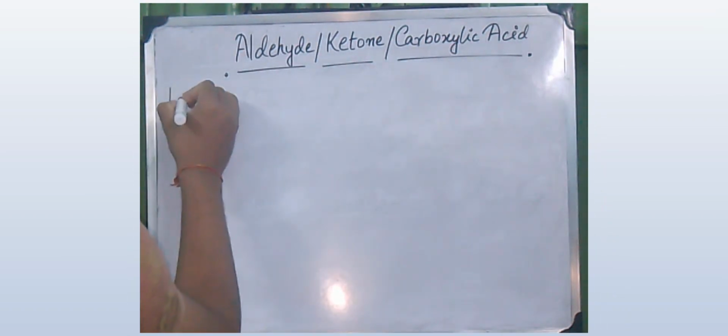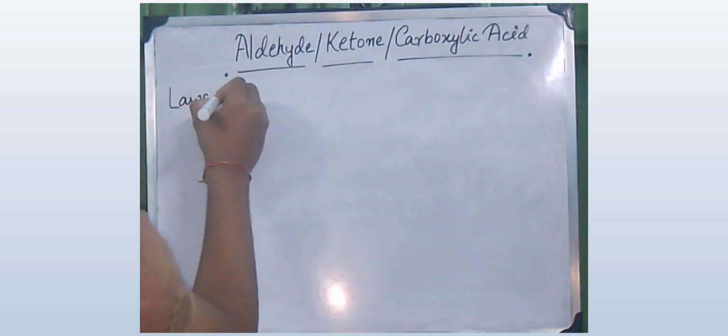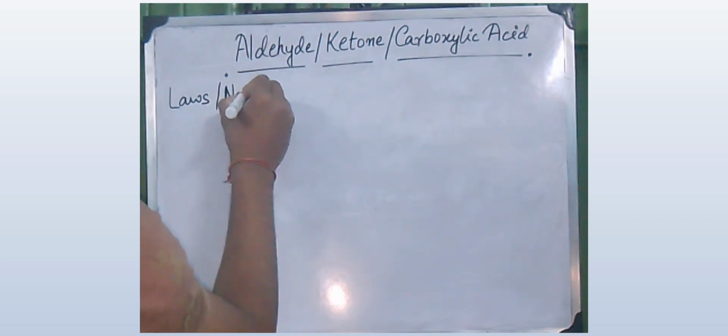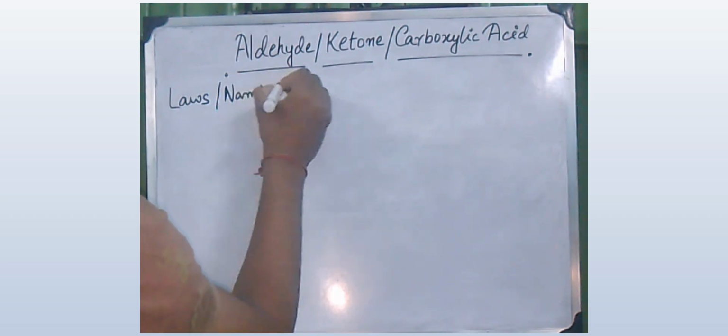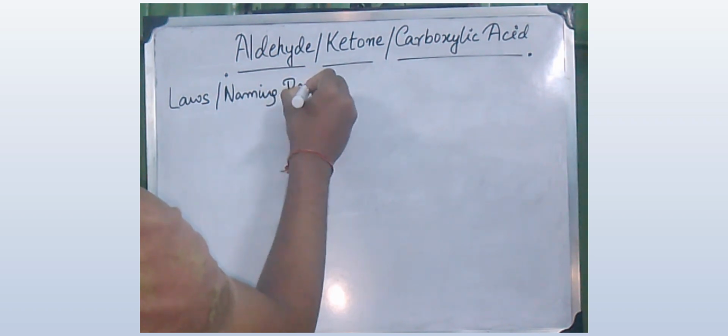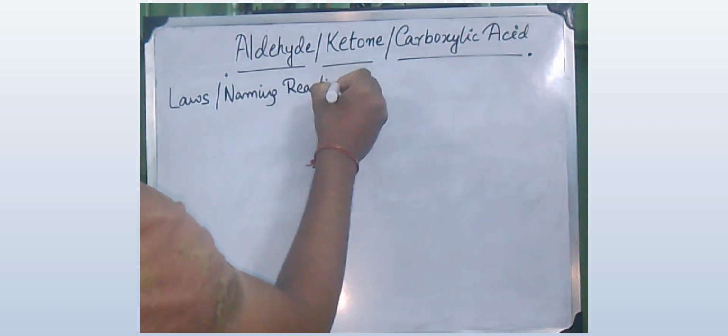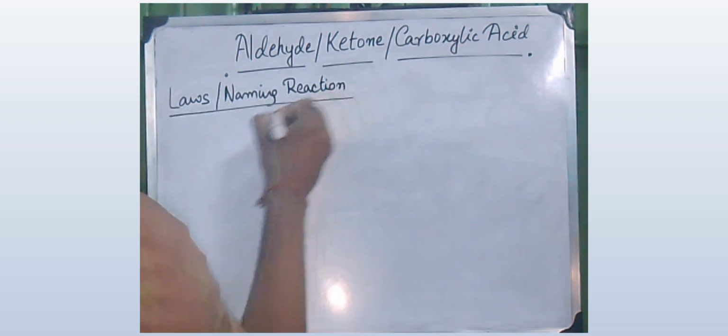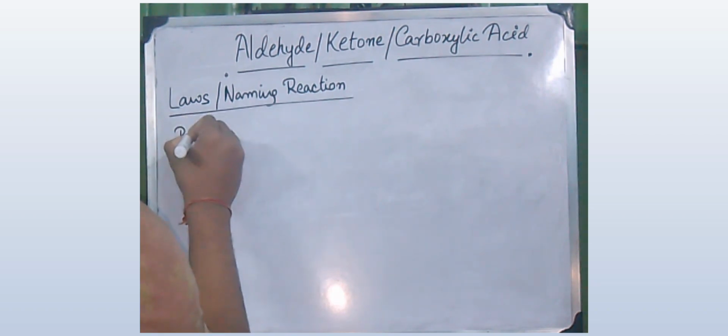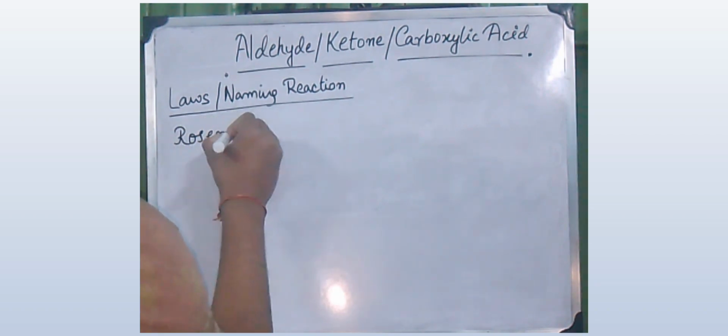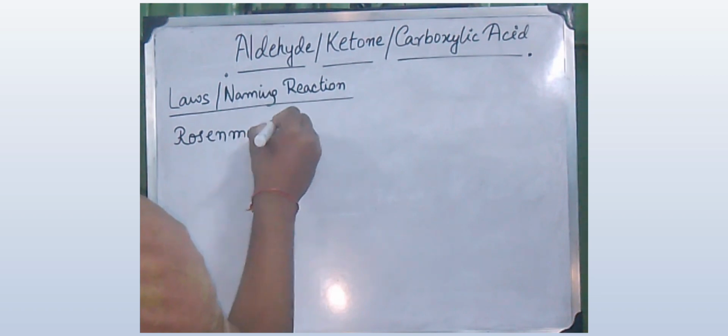In this particular video we will learn about the laws and naming reactions of aldehyde, ketone and carboxylic acid. For that you must be ready with your pen and copy, and please follow what I am doing on the board. So today we will start with our first reaction, which is known as Rosenmund reaction.